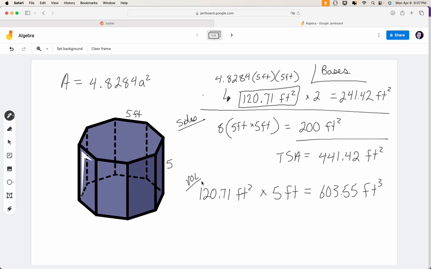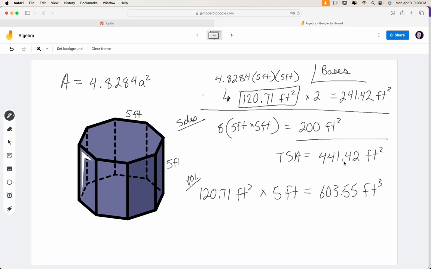Now we need to get the lateral surface area, the sides. This is an octagon, so there's 8 sides. 1, 2, 3, 4, 5, 6, 7, 8. And they are 5 foot wide by 5 foot tall. So they're 5 by 5. So we have 8, 5 by 5. So that's 25. 8 times 25 is 200. So we add the area of the bases, 241.42 feet squared, and the area of the sides, the LSA, 200 feet squared.